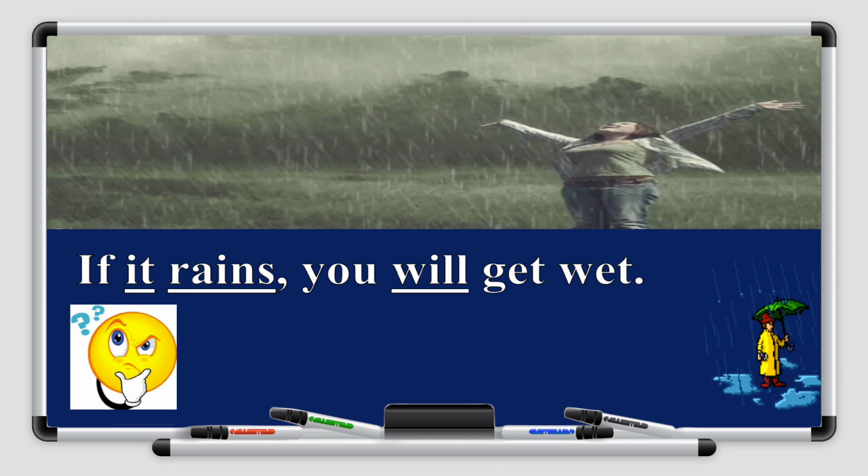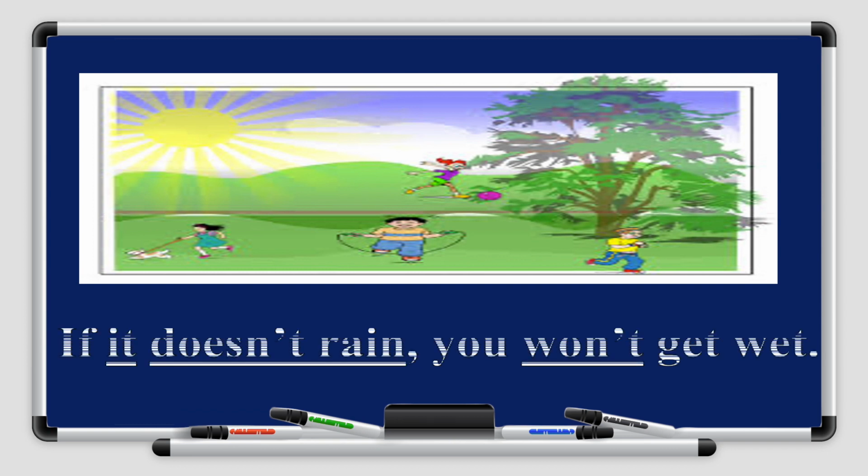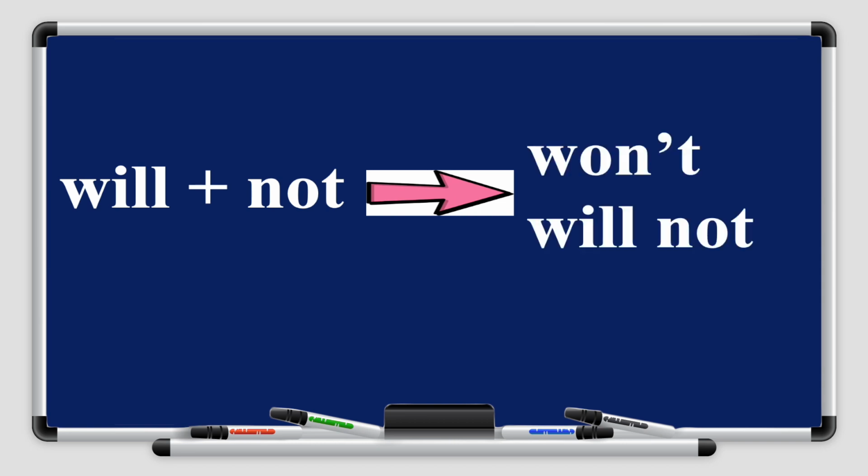Now this is an affirmative sentence. How about we change it into the negative sentence? If it doesn't rain, you won't get wet. Now, pay attention. When we change the first part into negative, what we did is we added doesn't. We will add doesn't or don't before the verb, and the verb will come in its base or root form, so rain. Now for the second part, for the result, we change will into won't. Will plus not, won't or will not.